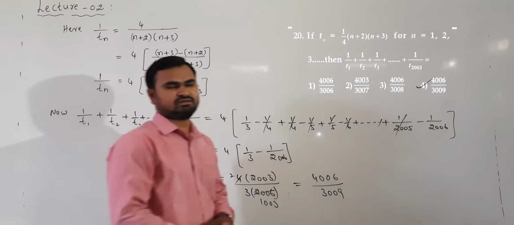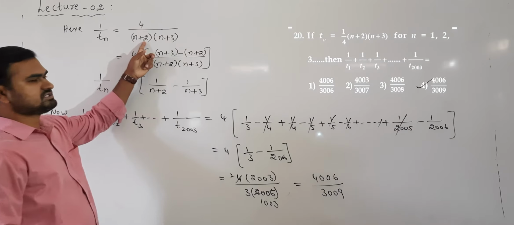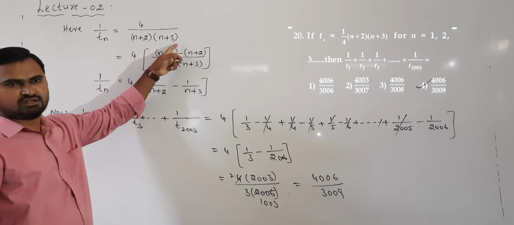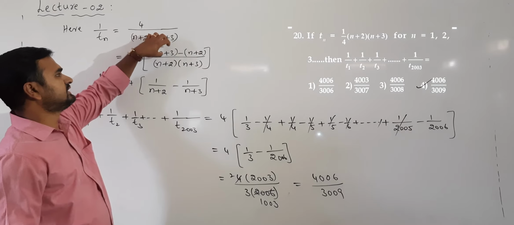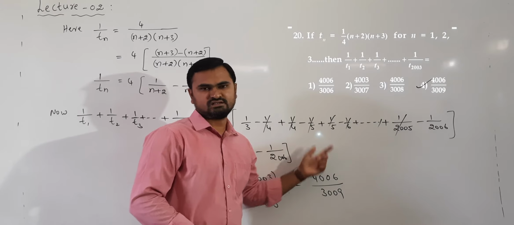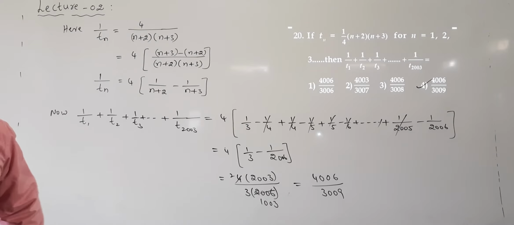So whenever we have this type of terms, that is some constant by n plus 2 into n plus 3, or n plus 1 into n plus 2, like this, observe the difference of the denominator terms and arrange the difference in the numerator. Dividing separately and adding, the terms will get cancelled. So we get the simplified form. Okay, so the next question.